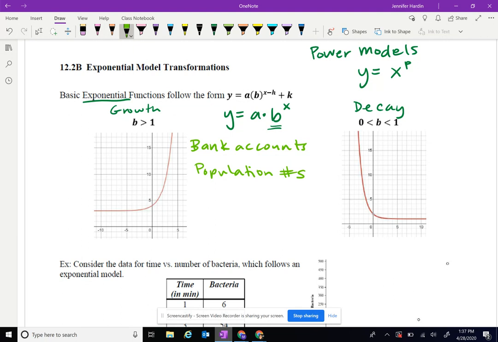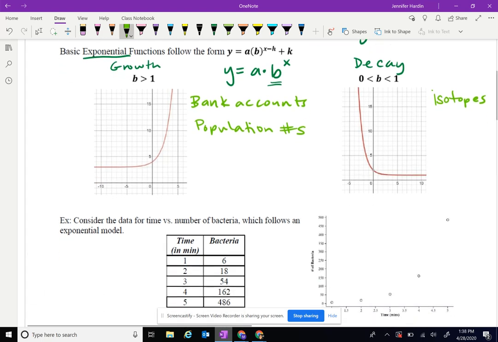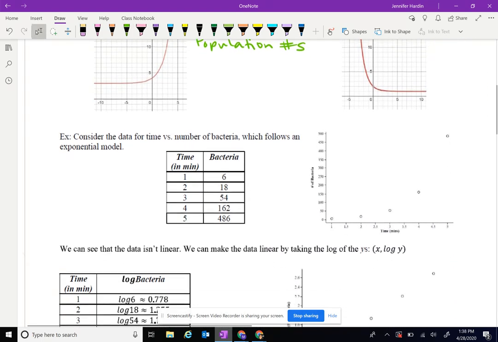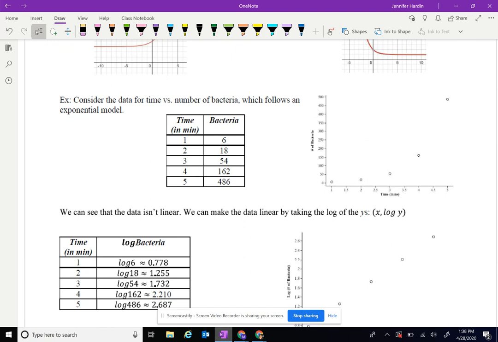For decay, we see decay happen in different isotopes. So if you're looking at radioactive material, or if you're trying to age a bone or something, like you're looking at how that chemical is breaking down over time, that's when we would see decay models. So again, they would already kind of know or understand what type of situation that they're looking at, so that when they see their data, they're going to know, oh, this is an exponential model.